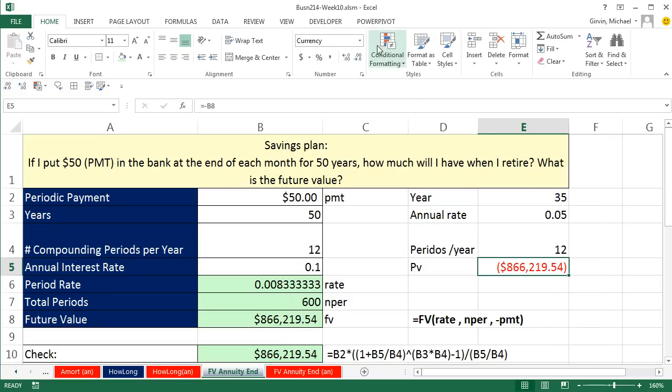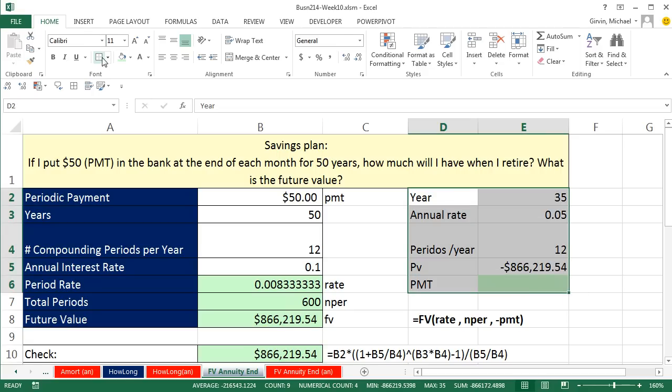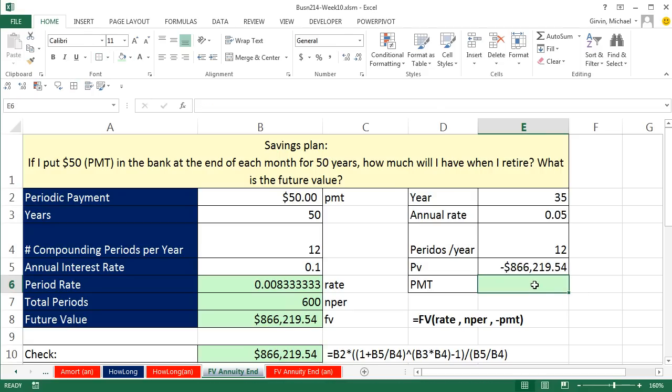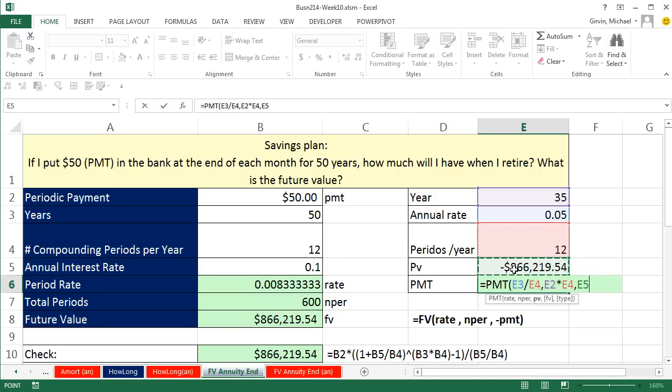I'm going to change this formatting, come up here, currency. And now we want to figure out what the PMT is, how much we get to withdraw each period. So in this cell, we're going to do equals PMT, the rate, 5% divided by 12, comma, the NPER, 35 years times 12. The present value, it's that amount right there.